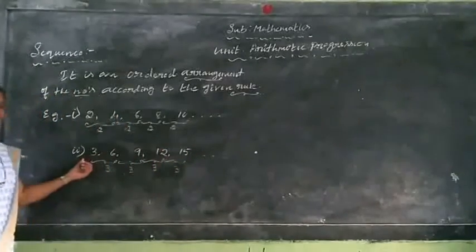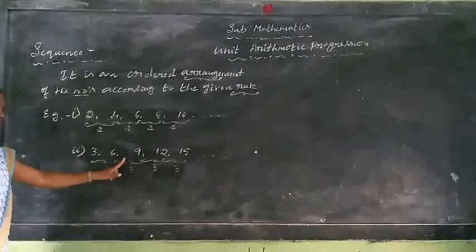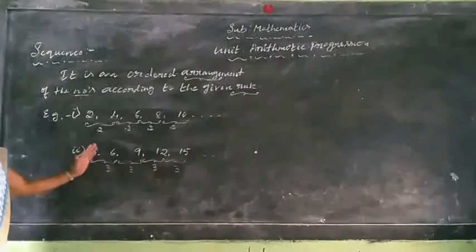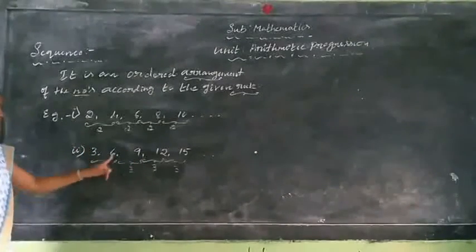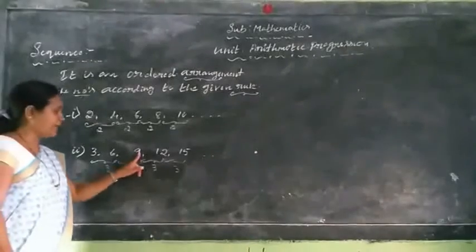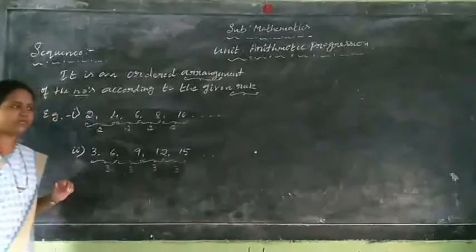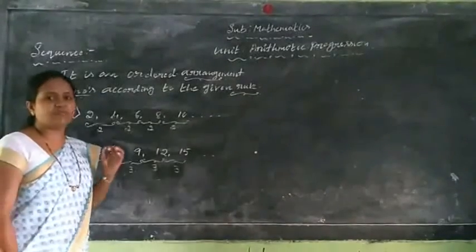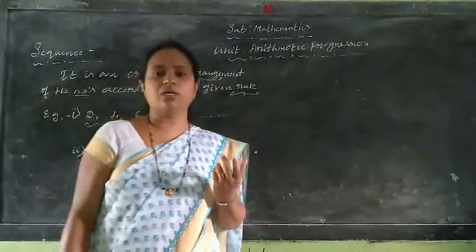See the example. In this example, the numbers are arranged in an ascending order. And what is the rule? The rule is 3 is added frequently. So, 3 plus 3 is 6, 6 plus 3 is 9, 9 plus 3 is 12, and 12 plus 3 is 15, isn't it? So, from these two examples, we can conclude that sequence means it is an ordered arrangement of the numbers according to the given rule.